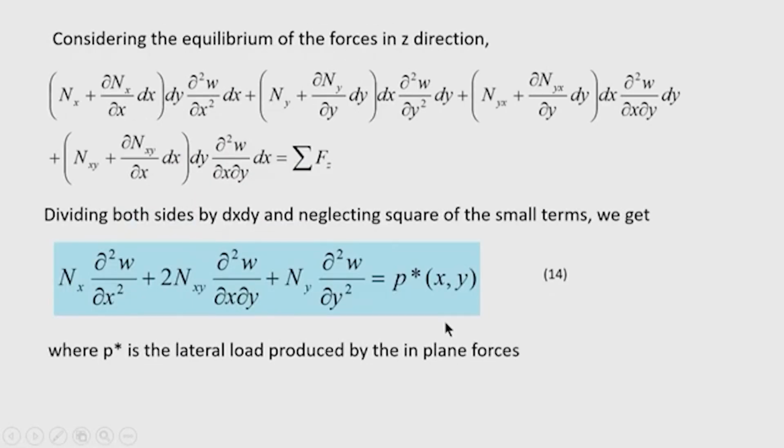When the square of a small quantity comes, we should neglect it, because we are considering the small deformation theory. Okay. So, considering the equilibrium in the z direction and dividing both sides by dx dy and neglecting the square of the small terms, we get this equation in this form: Nx del square w by del x square plus 2 Nxy del square w by del x del y plus Ny del square w by del y square equal to p star xy. P star is a lateral load produced by the in-plane forces. So, that force we have taken as a fictitious load on the plate. Okay.